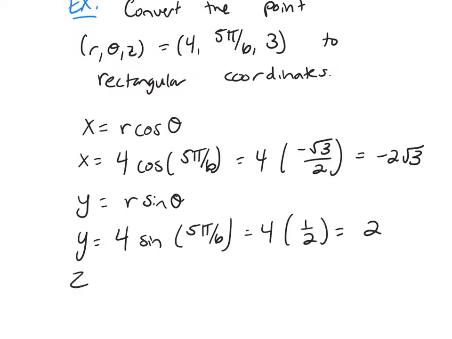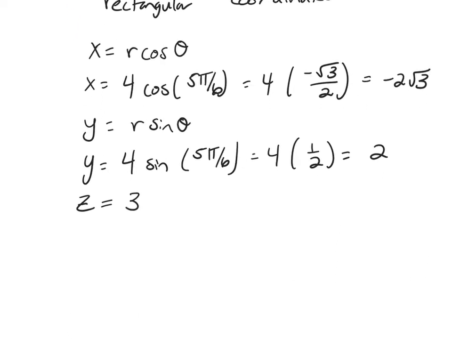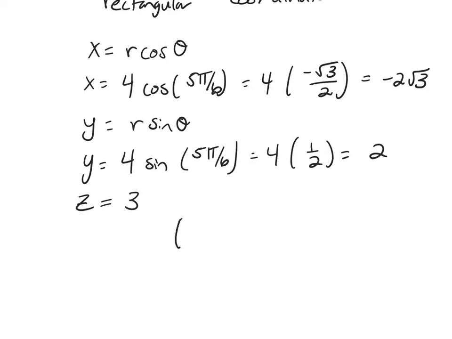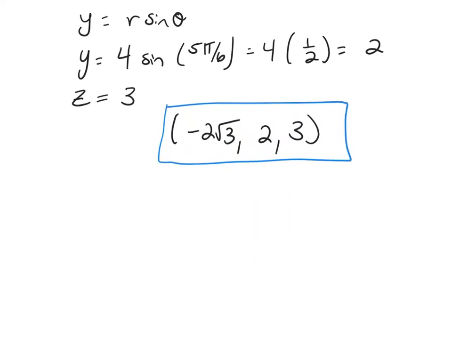And luckily, the third coordinate z is already given to me. They tell me z is 3. So here's my point now. In rectangular coordinates, it's negative 2 square roots of 3, 2 was y and 3 was z. So it's really easy to convert coordinates from cylindrical to rectangular. But what if I wanted to do the opposite conversion? So let's look at one of those.